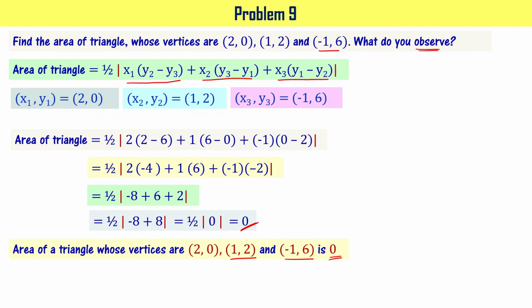What does it mean? If area of triangle is 0, what does it mean? It means the given points are collinear points. It means they are on a straight line. The 3 points are on a straight line. They're not forming a triangle. That's why the area of triangle is 0. Right?